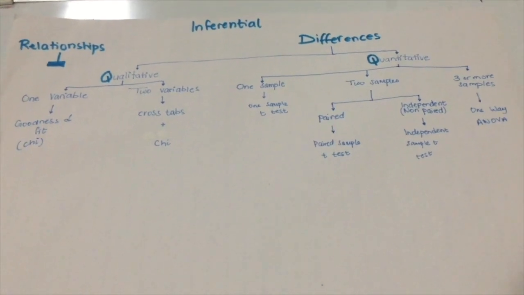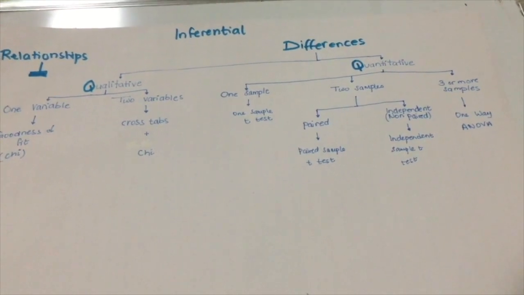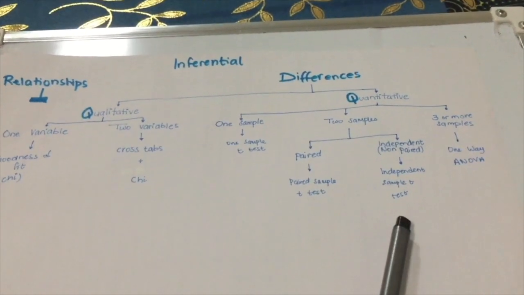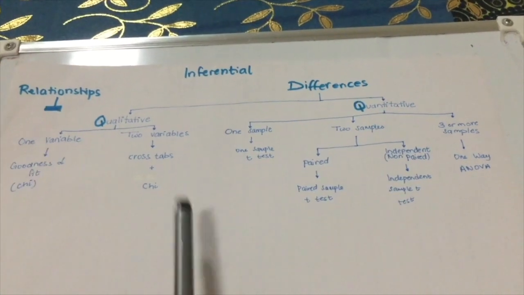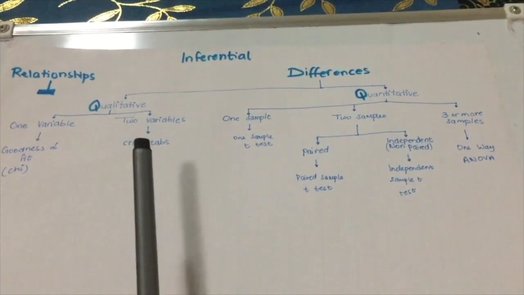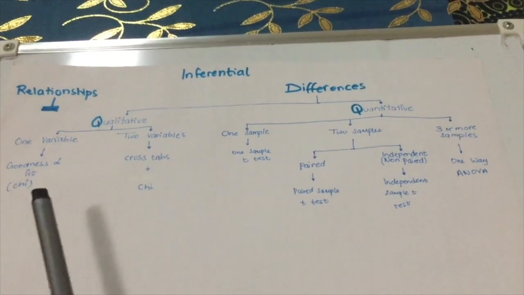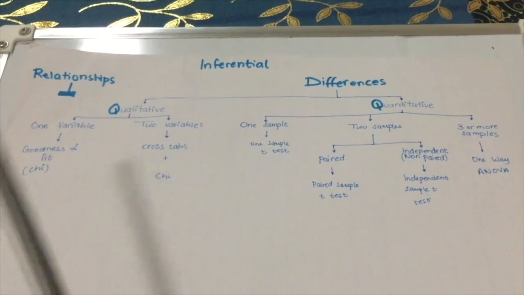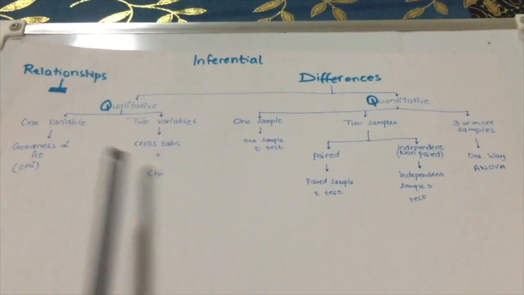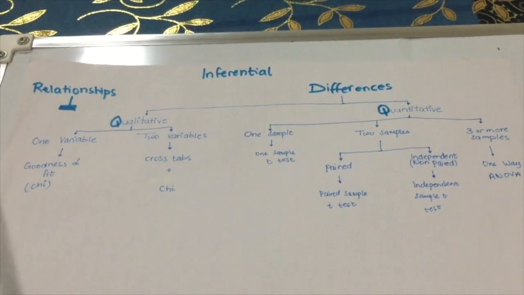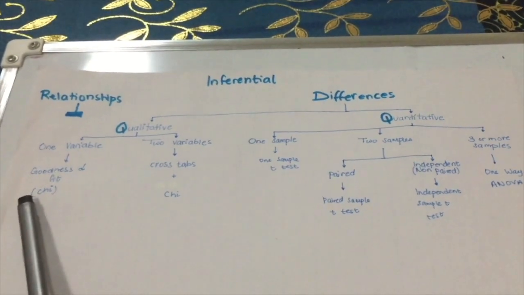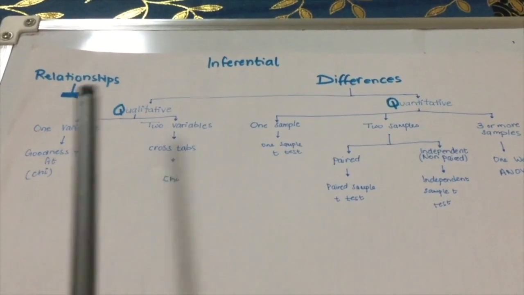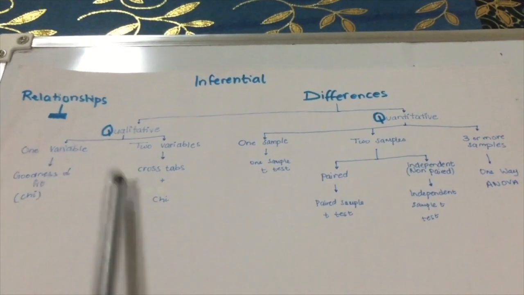When it comes to differences, again, you have to divide your data depending on the type. It's either qualitative or quantitative. First of all, we're going to be talking about the qualitative. Just to note that in qualitative, we don't have to divide them into nominal or ordinal anymore. We just deal with it. So it depends on the number of variables we have available. If we have 1 variable, we're going to be doing a chi-squared test, but it's called goodness of fit. So goodness of fit chi-squared. And if it's 2 variables, we're going to be doing crosstabs and chi-squared.